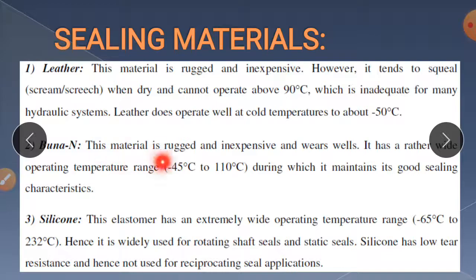Bone iron. This material is rugged, inexpensive and wears well. It has a rather wide operating temperature range of minus 45 degrees to 110 degrees, during which it maintains good sealing characteristics. That is the property. Silicon. The elastomer has an extremely wide operating temperature range, minus 65 degrees to 232 degrees centigrade. Hence, it is widely used for rotating shaft seals and static seals. Silicon has lower tear resistance, hence it is not used for reciprocating seal applications.